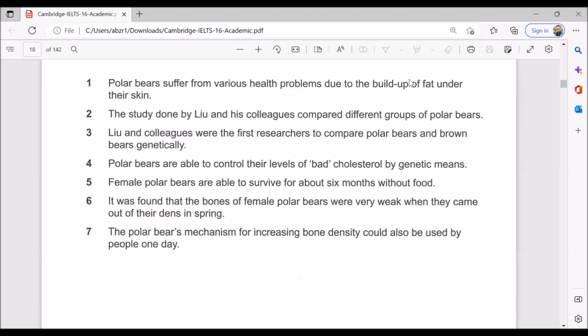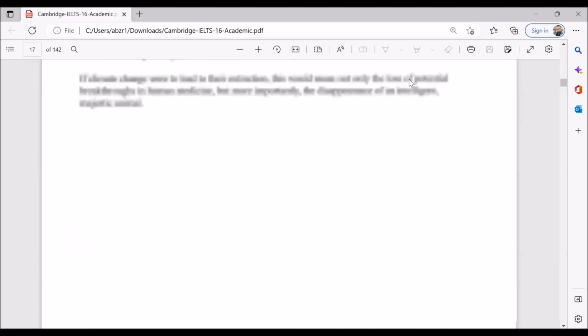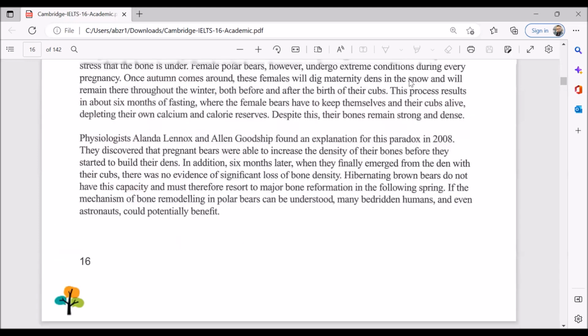Moving on to question number 7: the polar bear's mechanism for increasing bone density. This was also given in the last line of paragraph number 4. The polar bear's mechanism for increasing bone density could also be used by people one day. I mean, the system they have for increasing bone density could also be used by humans one day. Let's read out the last line.